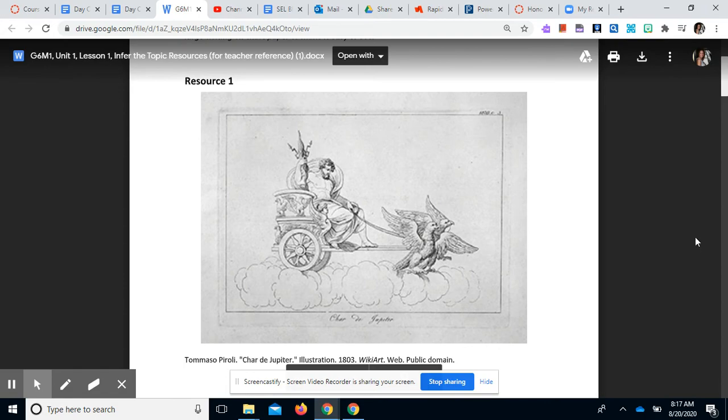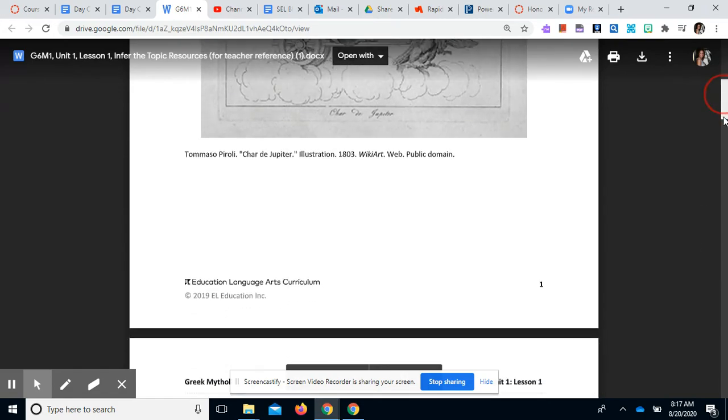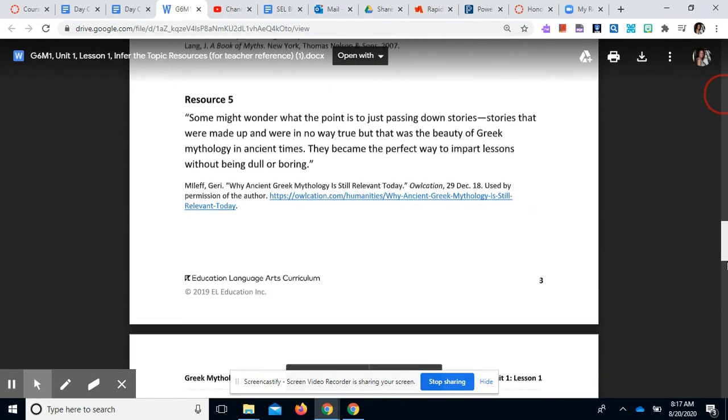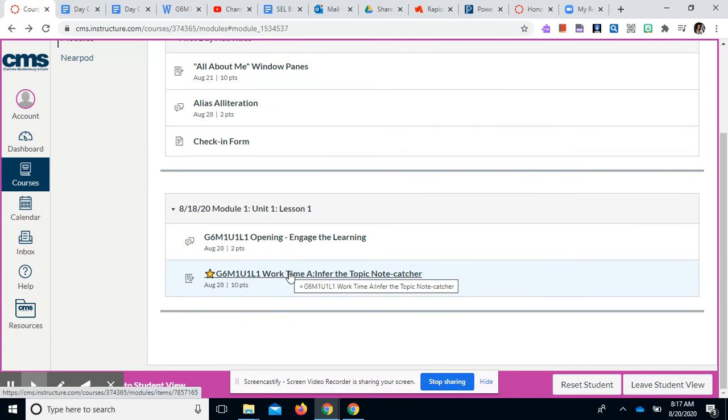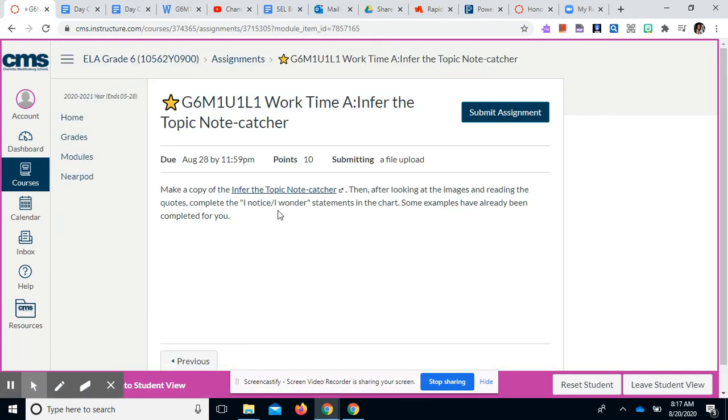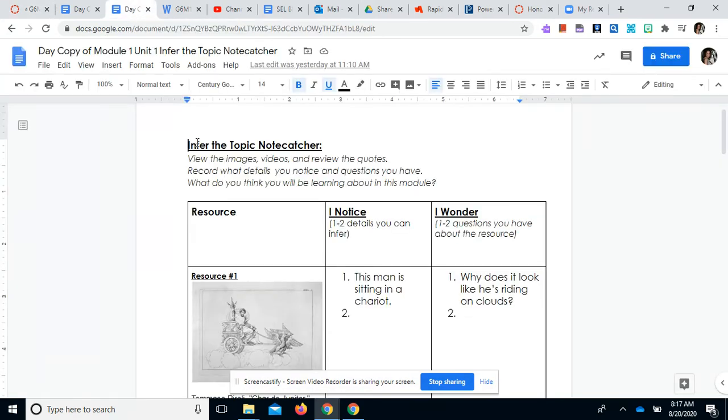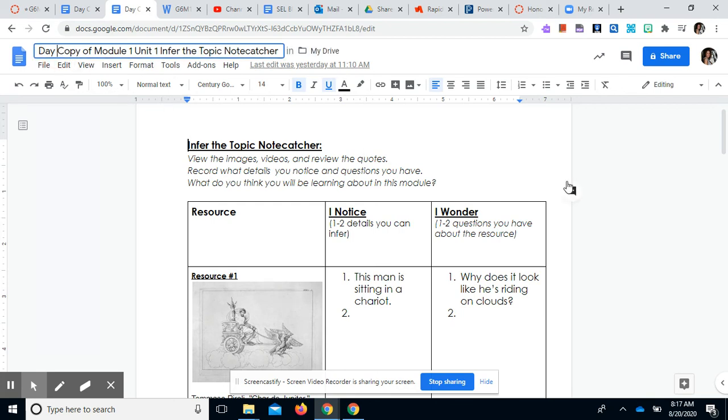Oops, lost my browser there. So there were, I believe, 7 resources altogether. Okay, so when you are in the assignment, you would click on work time A, infer the topic note catcher, and then it's going to prompt you to make a copy, which I already did, so I'm not going to make another copy. And then following Miss Lily's video that she gave us, we are going to change the name to add our first name to the top here.